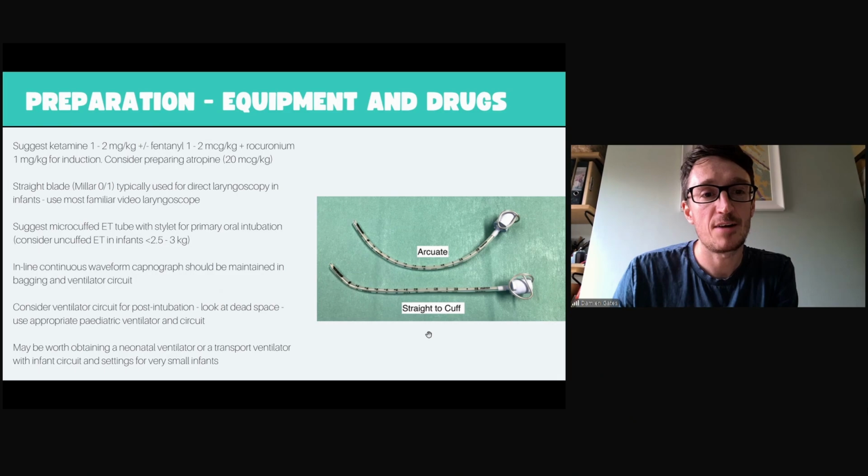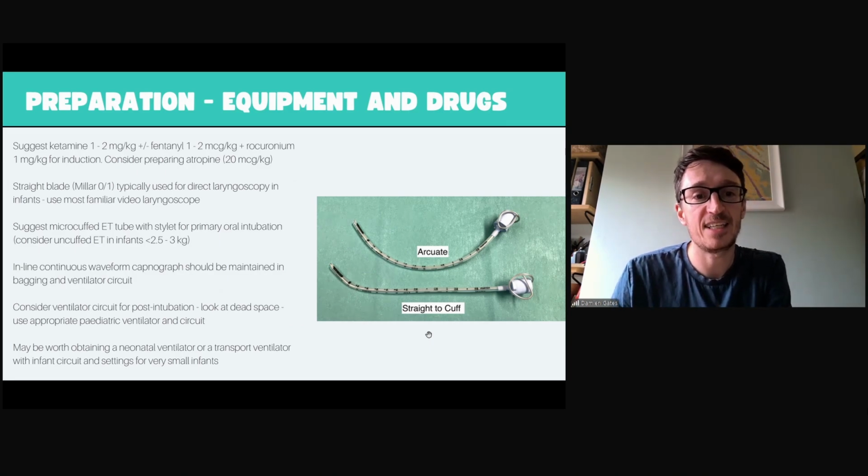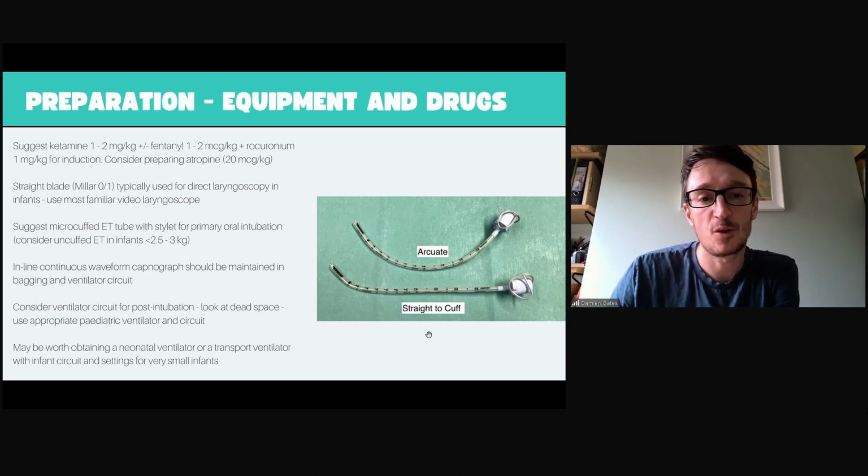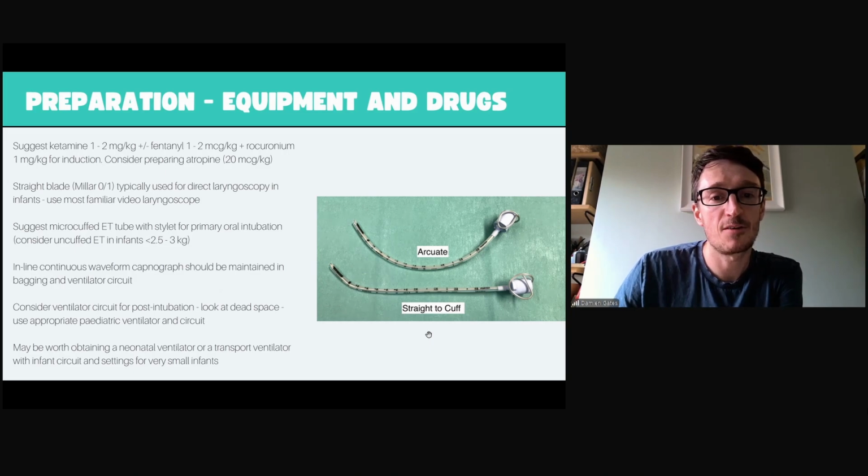Straight blade is usually recommended in small infants for direct laryngoscopy, but you should use the equipment you're most familiar with. The most familiar video laryngoscope is probably first line. I would suggest a microcuffed ETT with a stylet as primary oral intubation, but do consider an uncuffed endotracheal tube, particularly in infants who are under that weight range of 2.5 to 3 kilos. You should have inline continuous waveform capnography and maintain it in the bagging and the ventilator circuit.